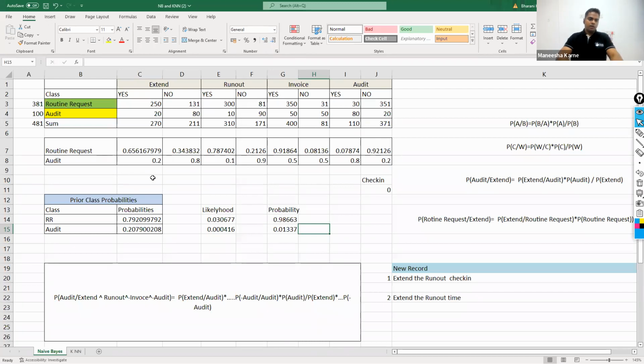Suppose you're working on a specific project which includes, given a request, say you need to automatically assign that request to either routine request or audit. So you have a two-class problem. The moment a request is received, you need to classify whether that particular request will go to routine request or to audit request. Automatically, we need to classify.